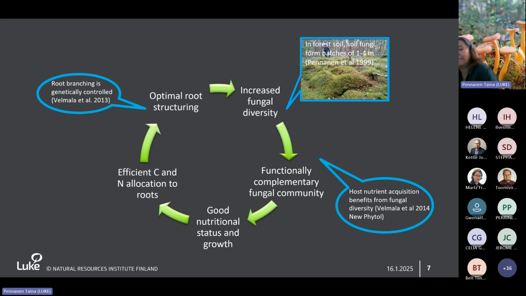So we were doing many studies about roots and their structures. We made a hypothesis that because root branching seemed to be under genetic control of the host, there might be an optimal root structure which collects diversity in the forest soil, because we know that forest soil is patchy when it comes to fungal, and also bacterial, communities. Getting a species-diverse mycorrhizal community would mean a functionally diverse community, which means good ability to take up nutrients, which might mean good growth.